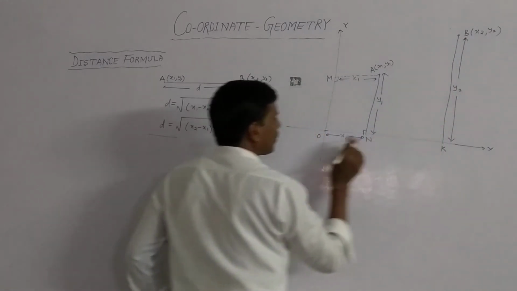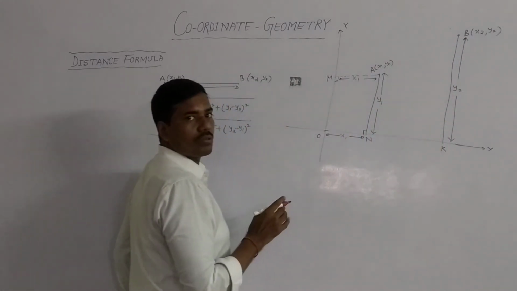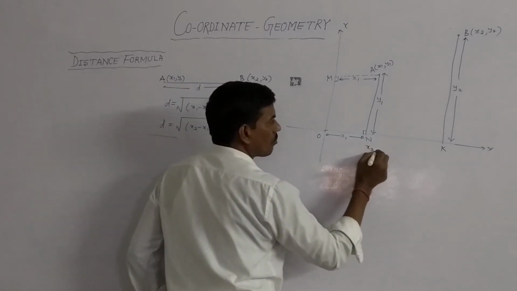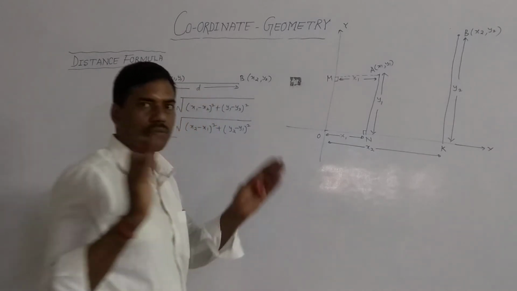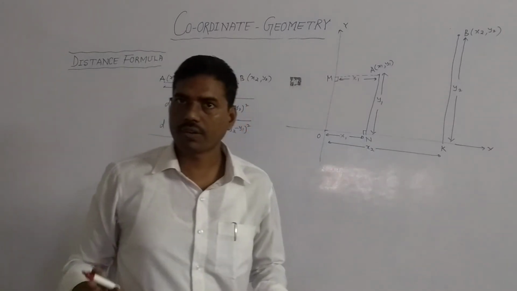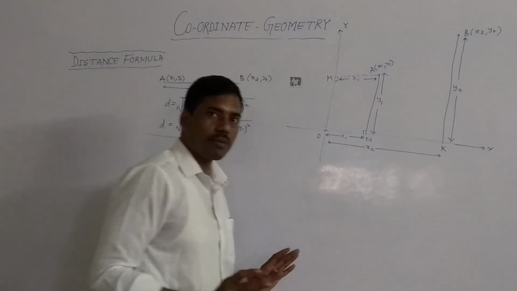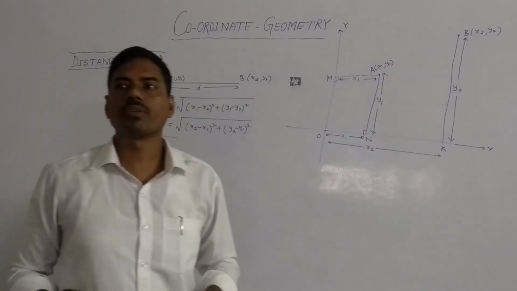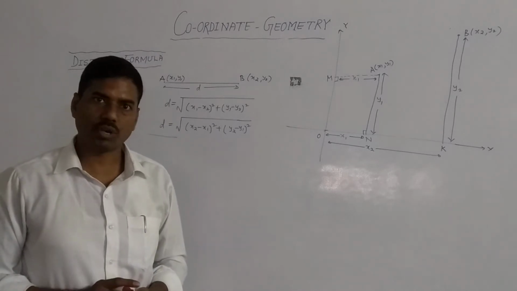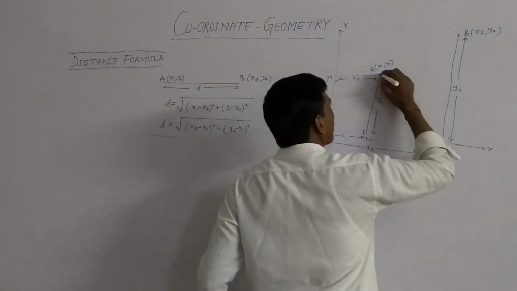Clear? And OK is x2. This OK means the measurement of OK is x2. Clear? Now we have to find the distance between points A and B. So we have to join these 2 points. So join AB.